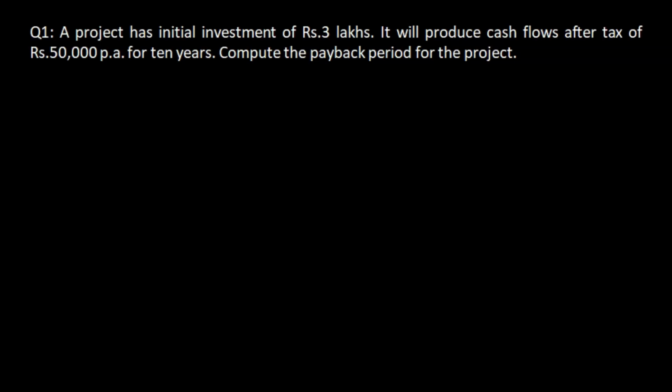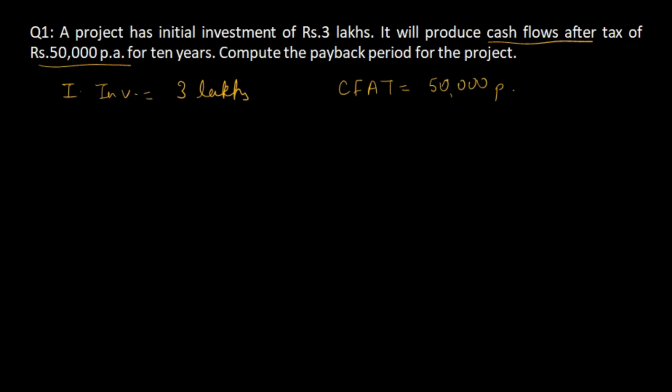Let's see the problem. A project has an initial investment of rupees 3 lakh. Only two things we need. It will produce cash flows after tax of rupees 50,000 per annum, for 10 years. Compute the payback period. So only two pieces of information we need, and these two are given. Initial investment is 3 lakh rupees and cash flows after tax is 50,000 per annum. It is directly given as 50,000 per annum, and it is the same for each year. So we got both the things for our formula.